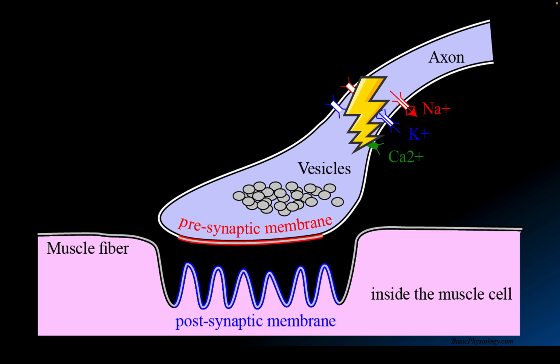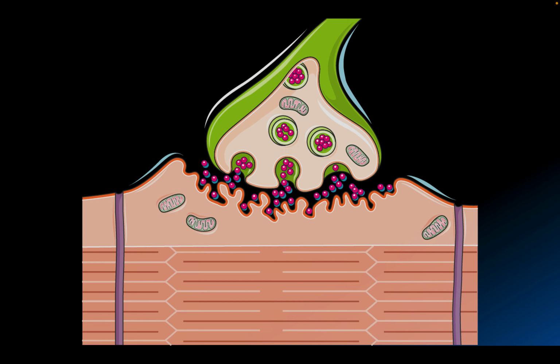So as the electrical charge travels down that axon, there's actually sodium going in and out there, but once it gets to the end, we've got some calcium that then enters into that presynaptic membrane. That tells these vesicles it's time to get going. So let's have a closer look again.